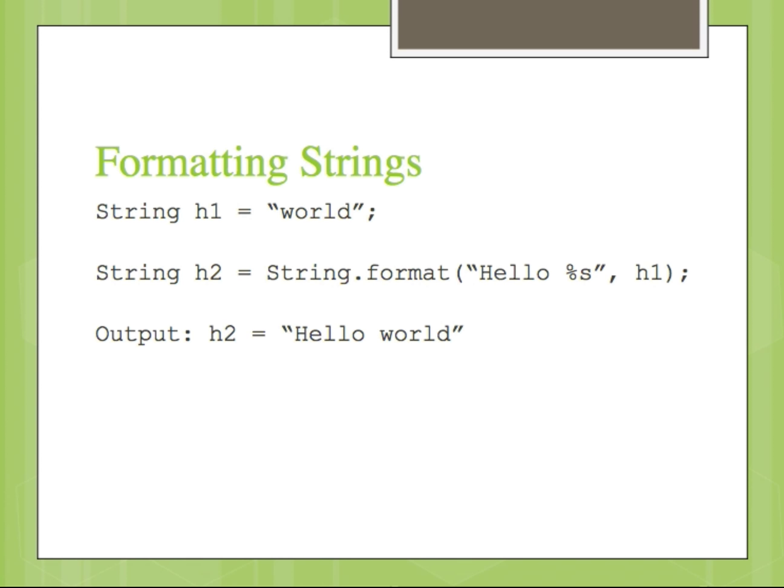Formatting is one of the most useful options available for strings. You've probably seen something similar with printf, and in this case, that is exactly how this works. In this, %s is a placeholder for another string. You could use %d for an integer or %f. In this case, with h1, our end result is that the string h2 becomes hello world.